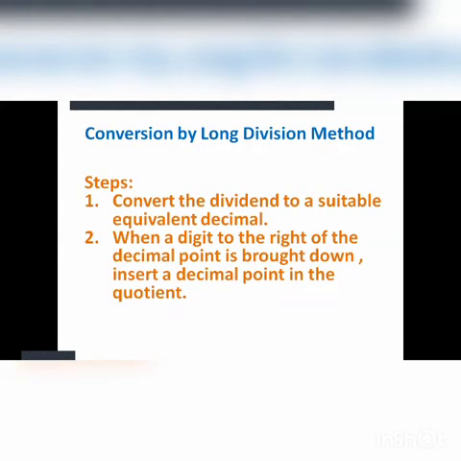Next is conversion by long division method. We can change a fraction into decimal by using the long division method. For that, we follow these steps. First, convert the dividend to a suitable equivalent decimal. Secondly, when a digit to the right of the decimal point is brought down, insert a decimal point in the quotient.